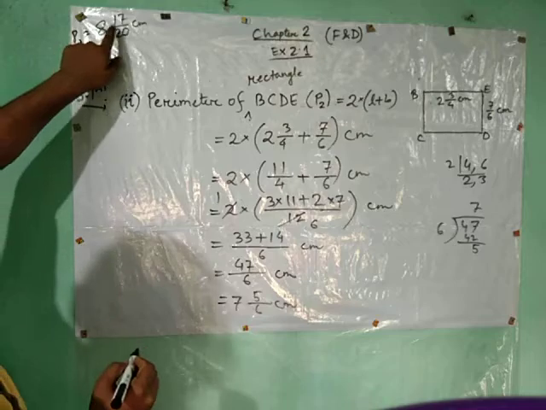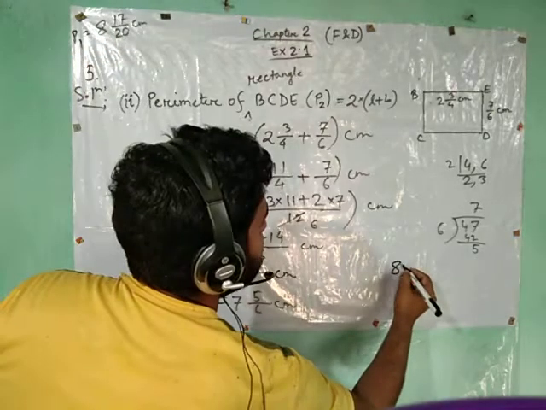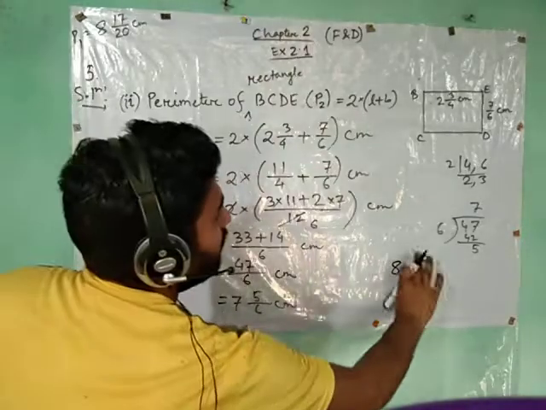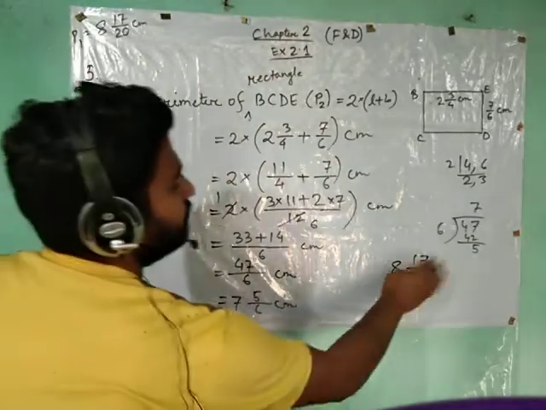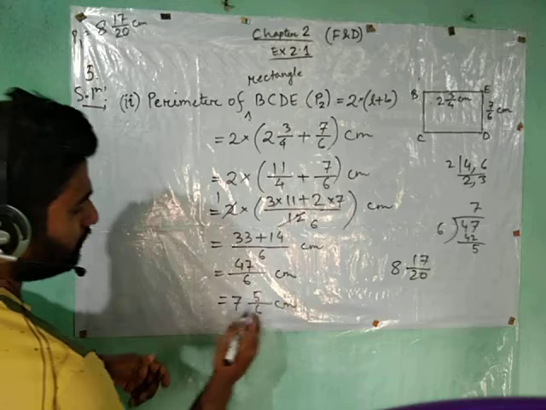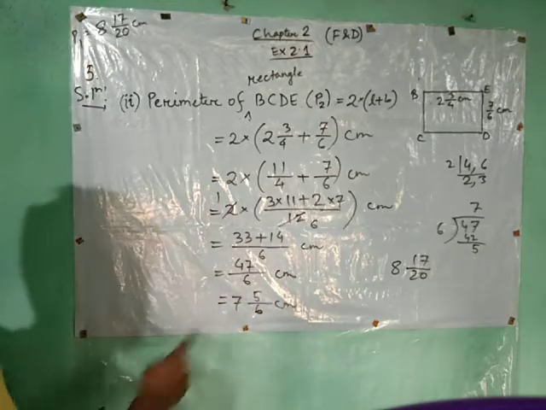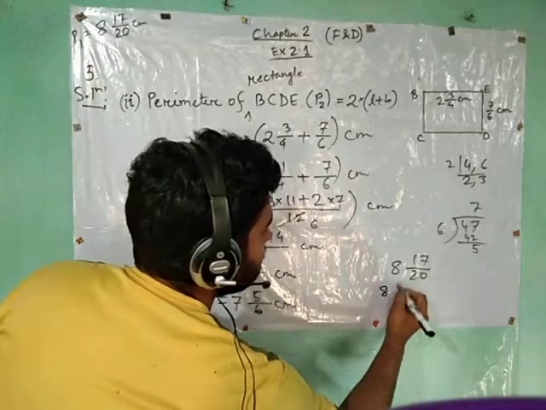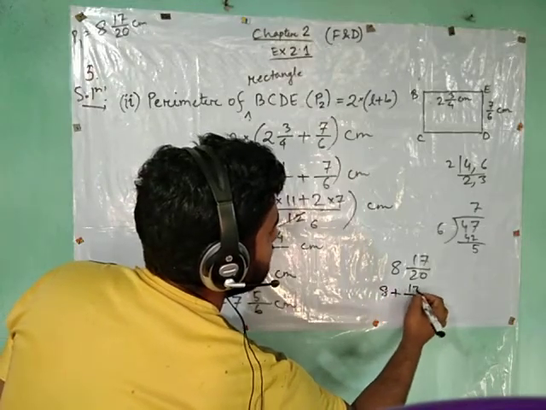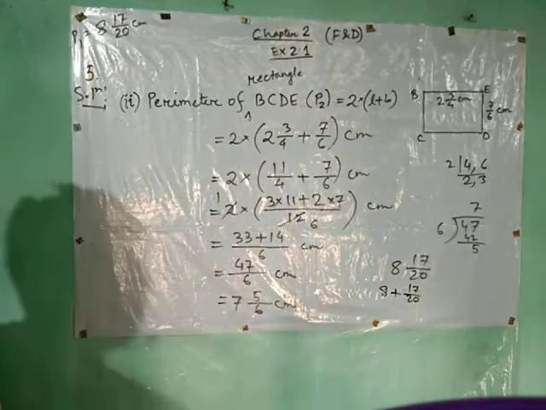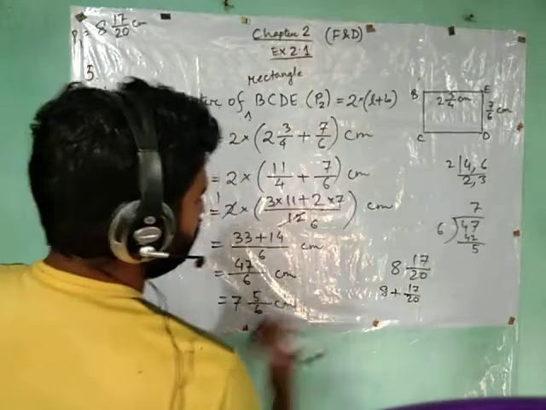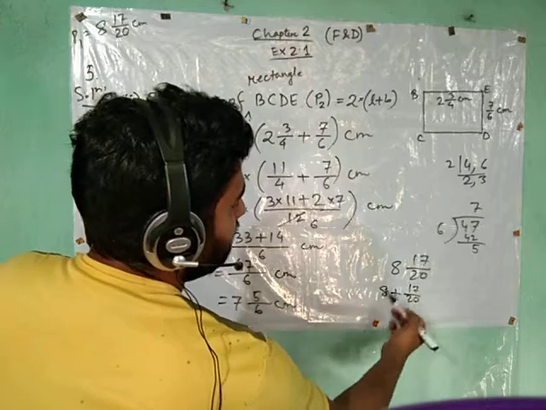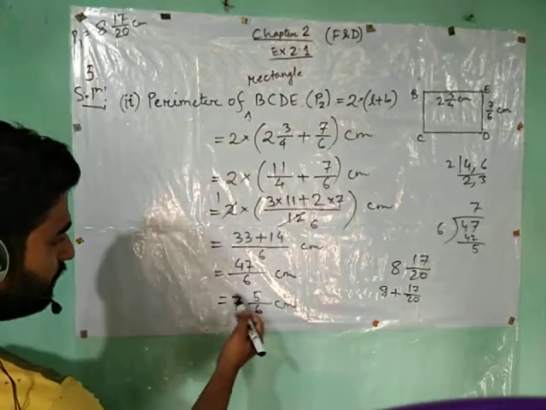P1 was 8 17 by 20. Now forget about this fractional part, and for here also forget about this fractional part. Now this is a whole number and this is a whole number, because this can be written as 8 plus 17 by 20. Yes or no? So what you will say, this number is greater than 8, and this one is greater than 7.